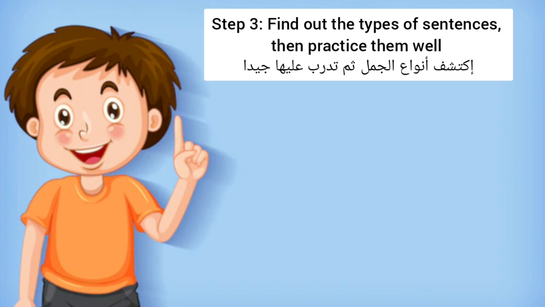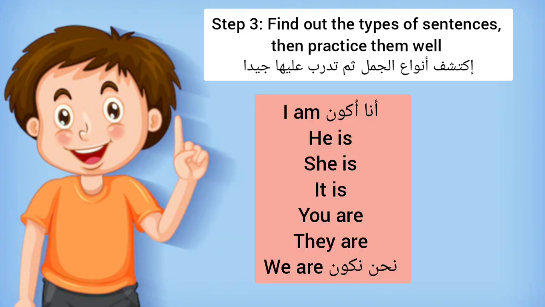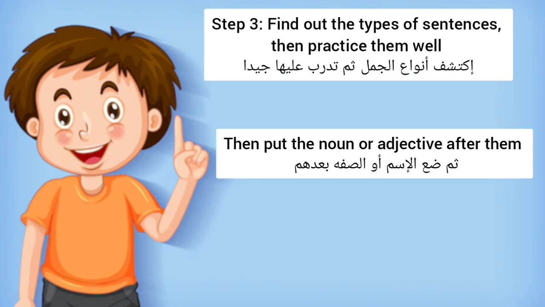Step 3. Find out the types of sentences. Then practice them well. First type. When the sentence contains a noun or adjective in the present tense, begin your sentences with the following. I am, he is, she is, it is, you are, they are, we are. Then put the noun or adjective after them.